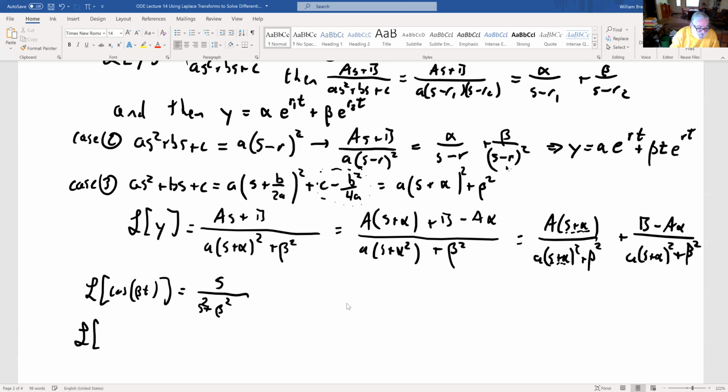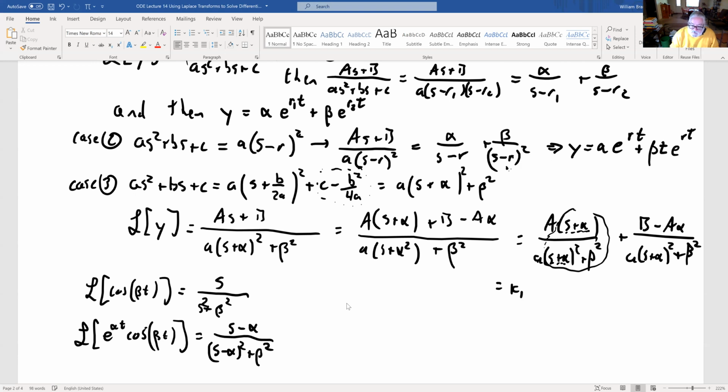But if I multiply that by e to the alpha t, the effect of multiplying by e to the alpha t in the time domain means that you shift in the S domain. So this term, the S plus alpha over S plus alpha squared plus beta squared, I have to be a little bit careful about my signs, but that's giving me e to the minus alpha t, about my constants, right? This A is a little bit of a pain. E to the alpha t cosine beta t.